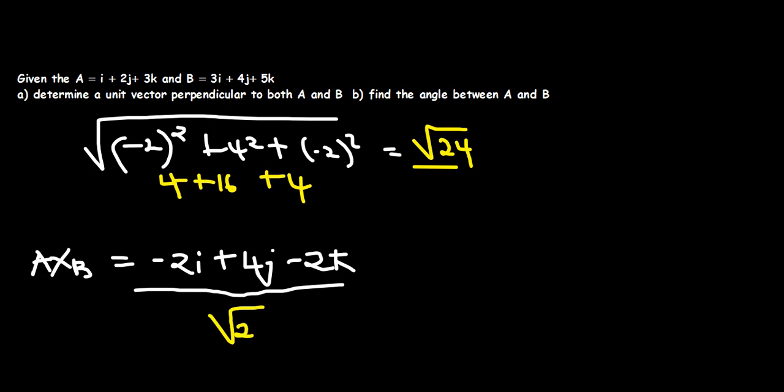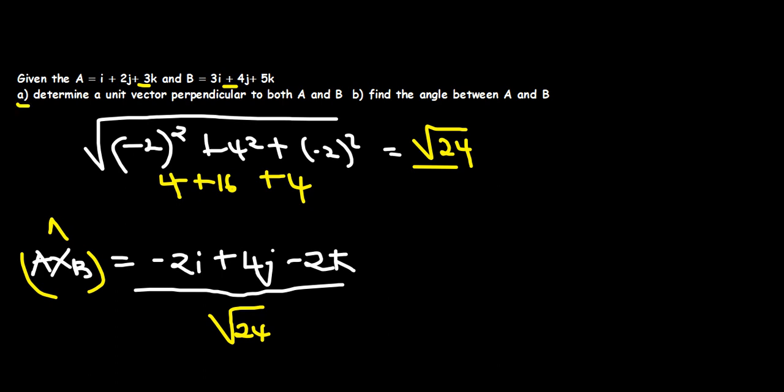The magnitude, which is 24. So you need to add this symbol on top, showing that it's now a unit vector. So this is the unit vector that is perpendicular to both A and B. Okay, so that's it on part A.